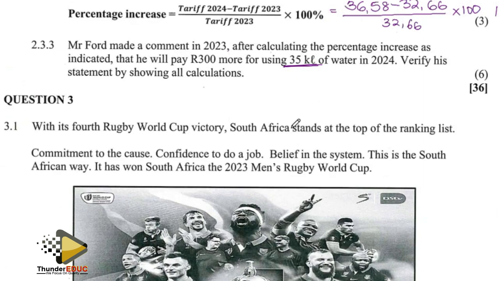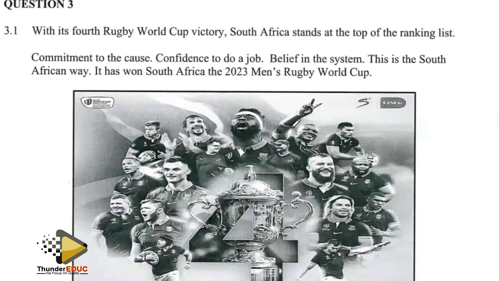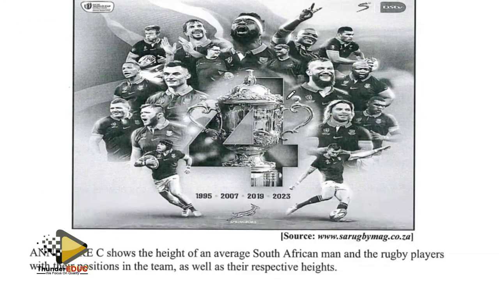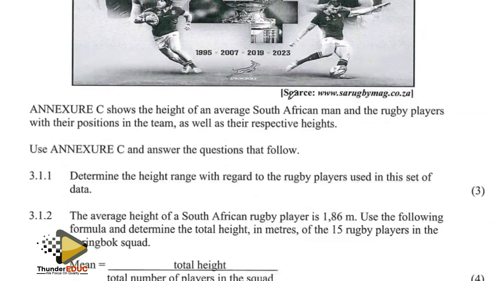We look at question number 3, data handling. With its 4th Rugby World Cup victory, South Africa stands at the top of the ranking list. Commitment to the cause, confidence to do a job, belief in the system. This is the South African way. It has won South Africa the 2023 Men's Rugby World Cup. Those were statements made.